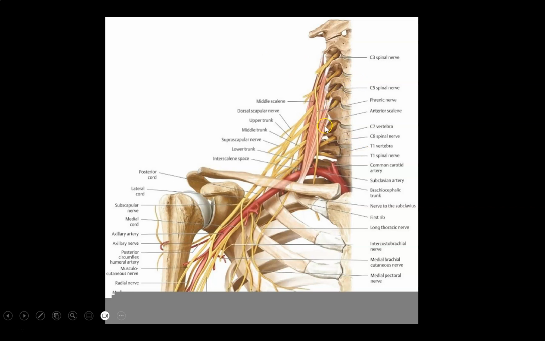Again, the scalenus anterior, the neural bundle and the vascular bundle, the scalenus posterior and the phrenic nerve and the clavicle, and then passing as the axillary artery medial to the coracoid process.